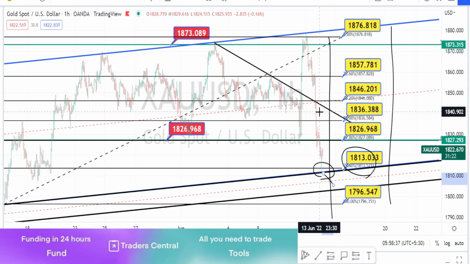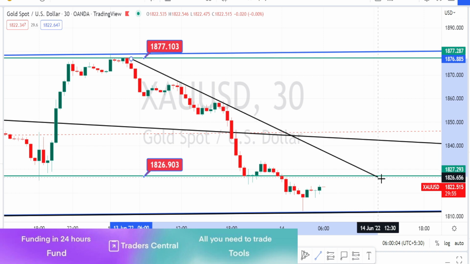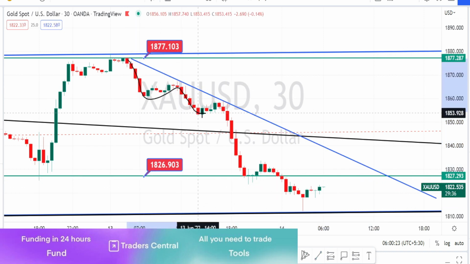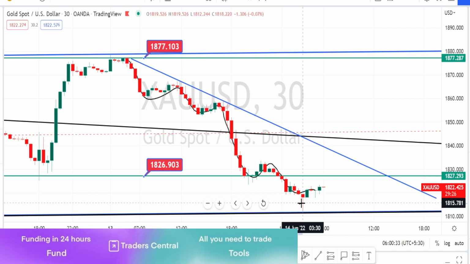Let us do the analysis in 30 minutes time frame. I am in 30 minutes time frame. In 30 minutes time frame also I am going to draw a resistance line or a trend line, and based on this trend line we are noticing the current price action is still in a bearish trend. It has taken support on the support line from the bullish channel pattern.